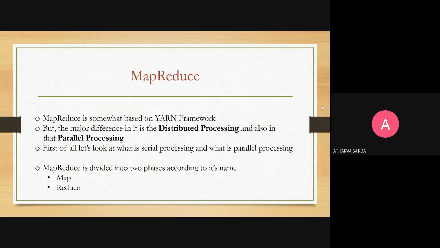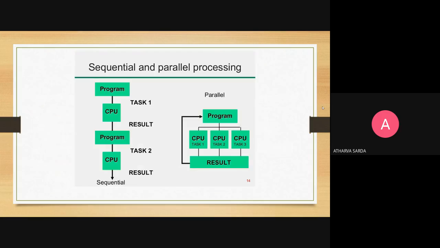The next technique is MapReduce. MapReduce is somewhat similar to the YARN framework and based on it. The major difference is distributed processing and also parallel processing. First of all, let's look at what is serial processing and what is parallel processing.